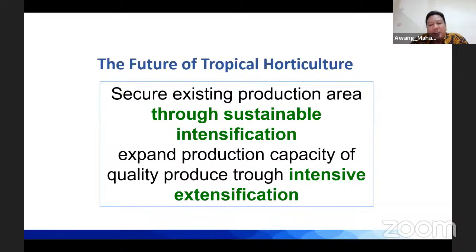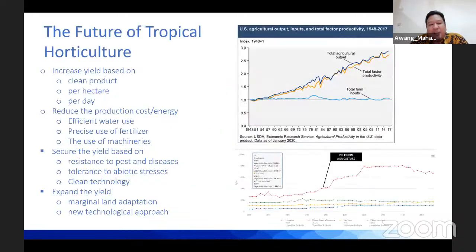So basically, for producing more, we should keep in mind that we should increase the total agricultural output, but we should limit the total farm input. And the other thing is we should produce clean product, increase yield, use water more efficiently, use fertilizer precisely, and use machinery to decrease labor, because the labor price is now also increasing dramatically.